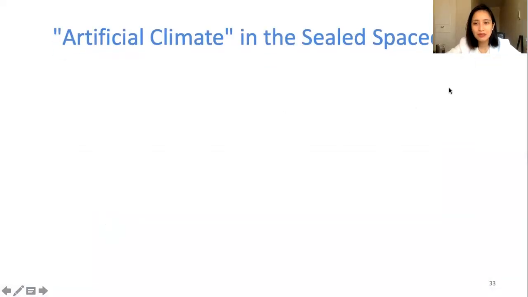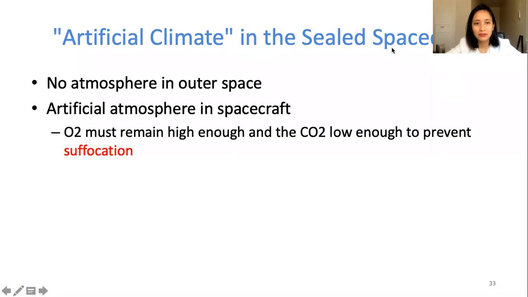In space, they created an artificial atmosphere. There's no atmosphere in outer space, so when you don't have a space suit, there's no air and you will die almost instantly. So inside the spacecraft, they created an artificial atmosphere. The oxygen must remain high enough and the carbon dioxide low enough to prevent suffocation. It's just like mimicking the atmosphere on Earth.